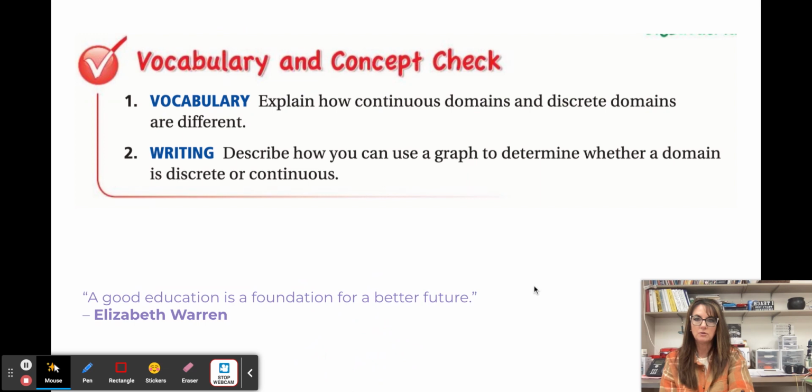All right, we're to the vocabulary and concept check. Again, identify which one you are responding to, and then if you have any questions about continuous and discrete, please leave that in the question slide and we can discuss it in class. Have a great night, and I'll see you tomorrow.